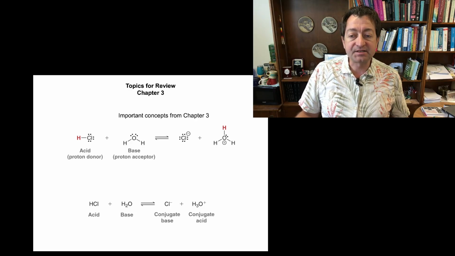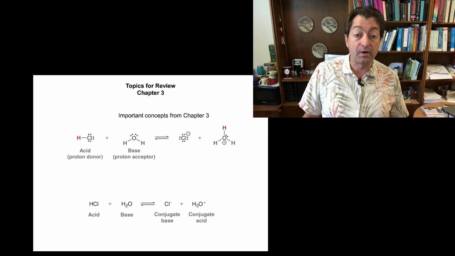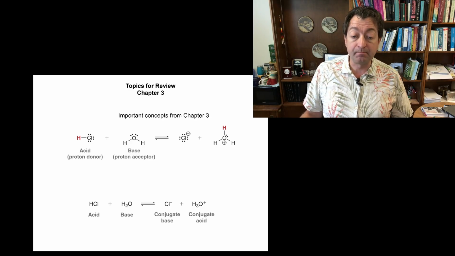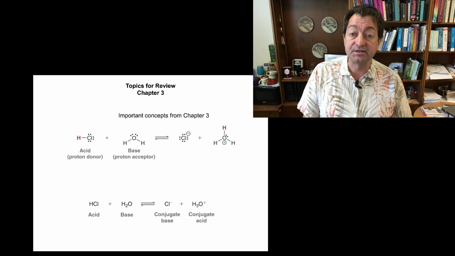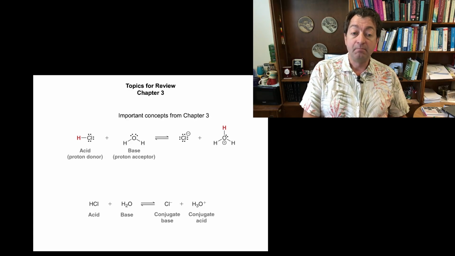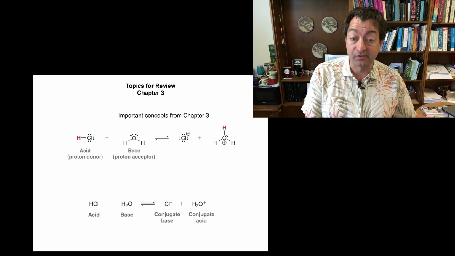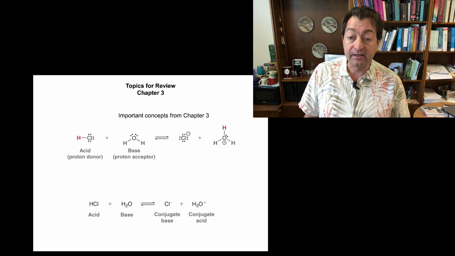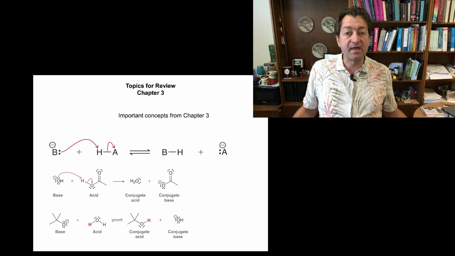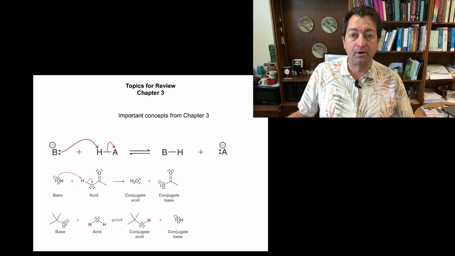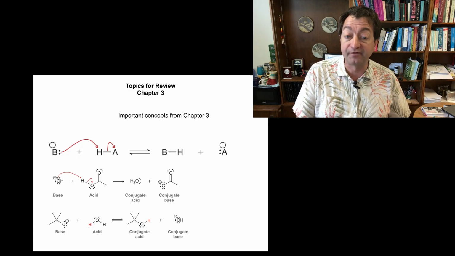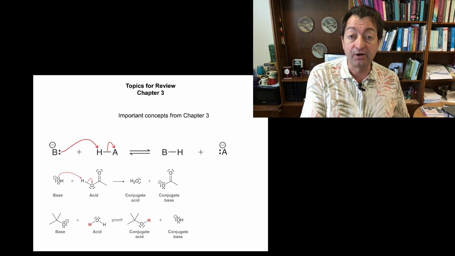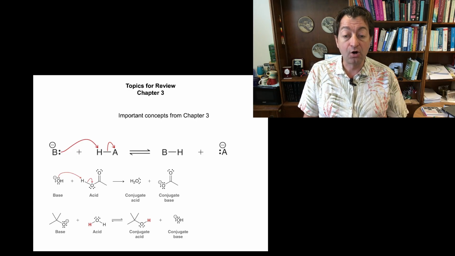The concept of acids and bases: a proton donor and a proton acceptor, and the language of conjugate base and conjugate acid, shown with the example of hydrochloric acid here, making a molecule of hydronium ion, H3O plus, and a Cl minus as well, and knowing a little bit about how that equilibrium goes. We want to extend that to a more general base, or a base that takes away a proton from a general acid, giving us a general conjugate acid and a general conjugate base.